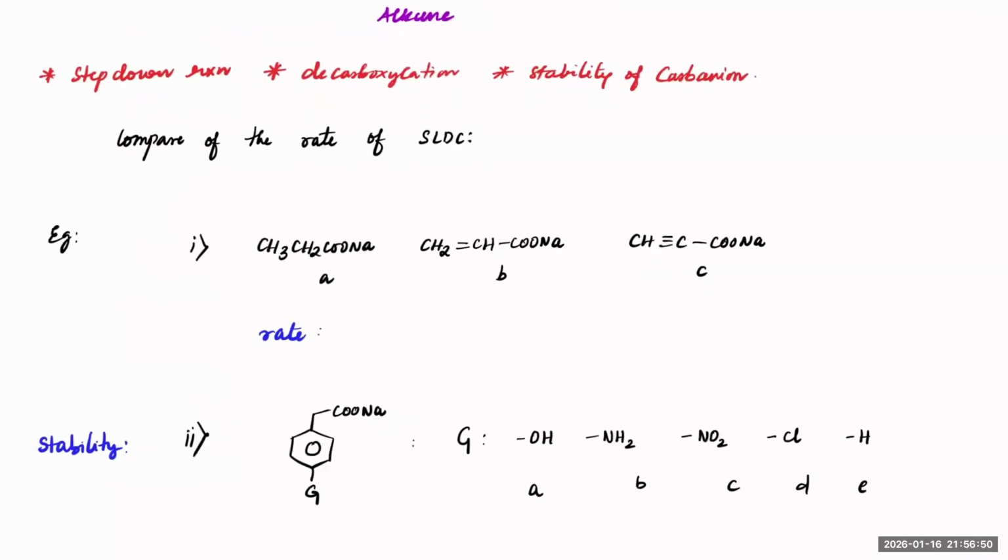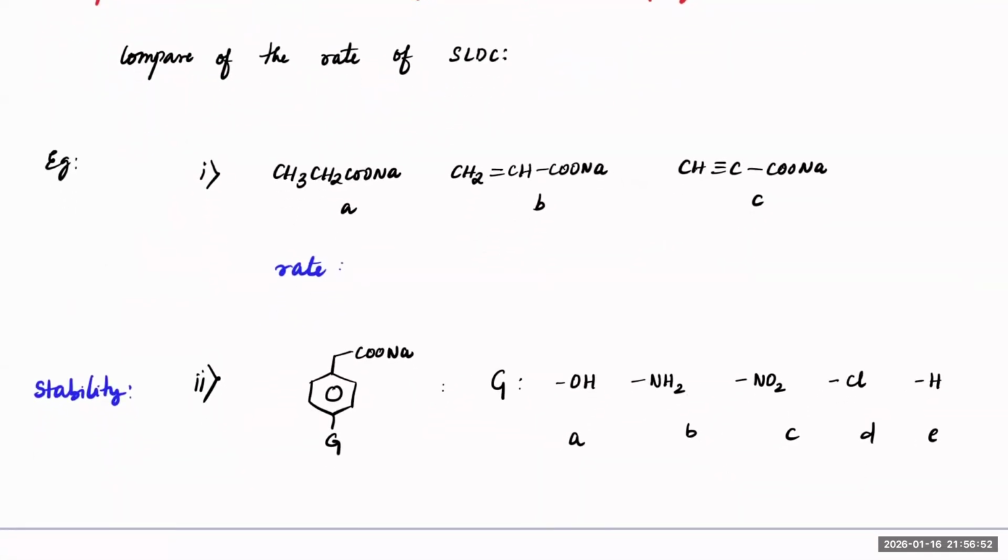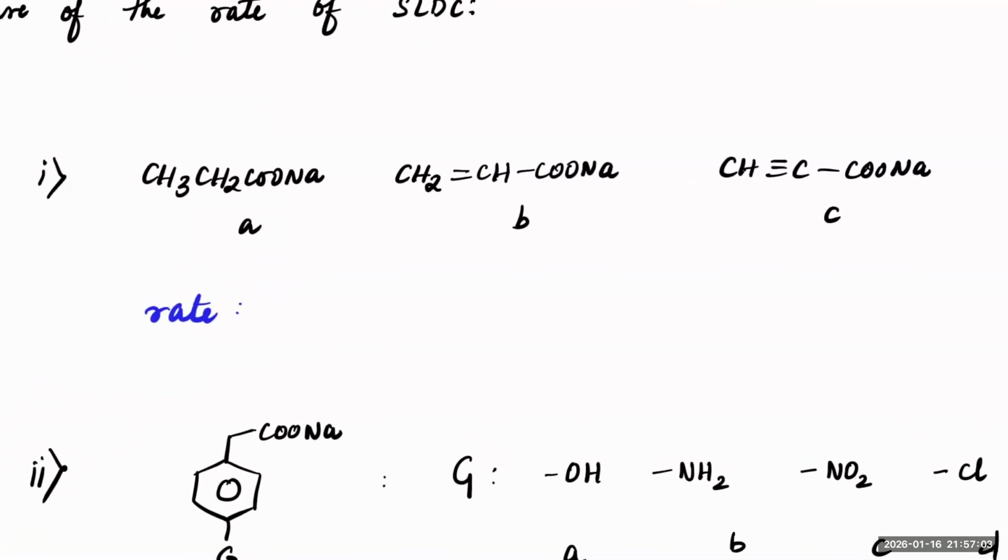While if you compare all the SLDC rates here, all you need to do is remove the carbon dioxide in all the cases and check out which one is the more stable carbanion. Okay, on that view, let me show you. If it is about the first case, the carbanion will be CH3CH2 minus. Here it is CH2 double bond CH minus. Here it is CH triple bond C minus.